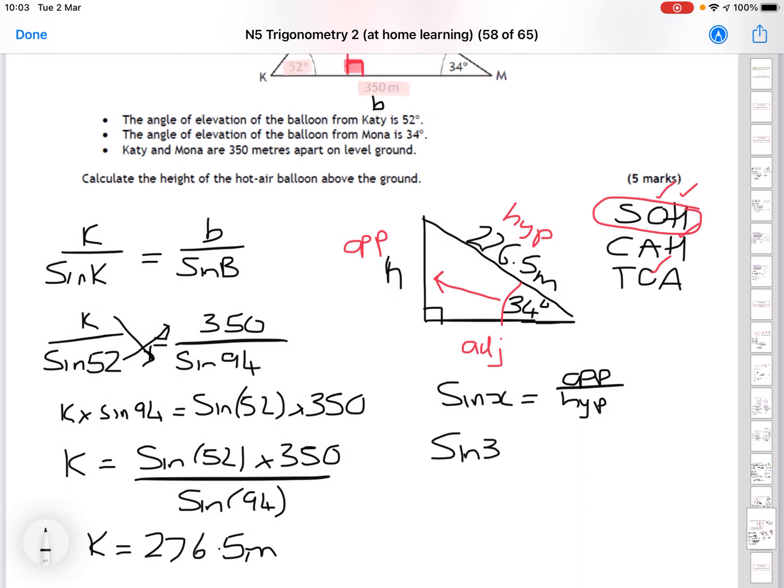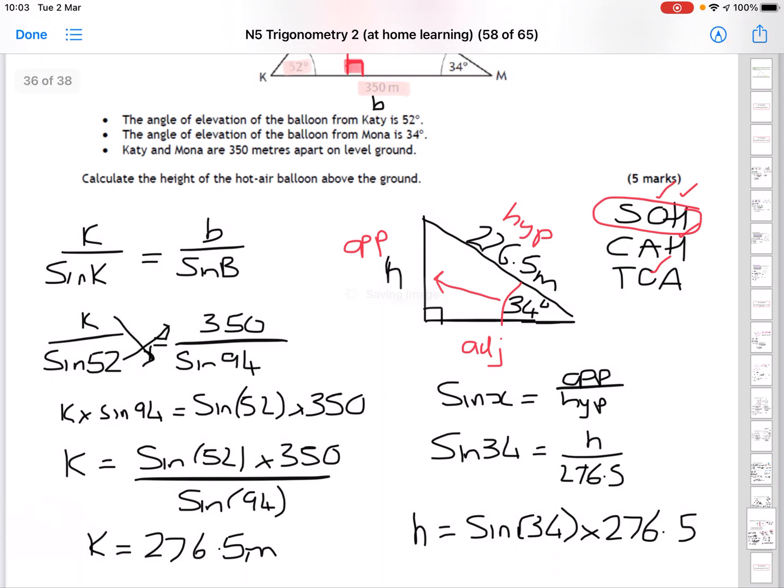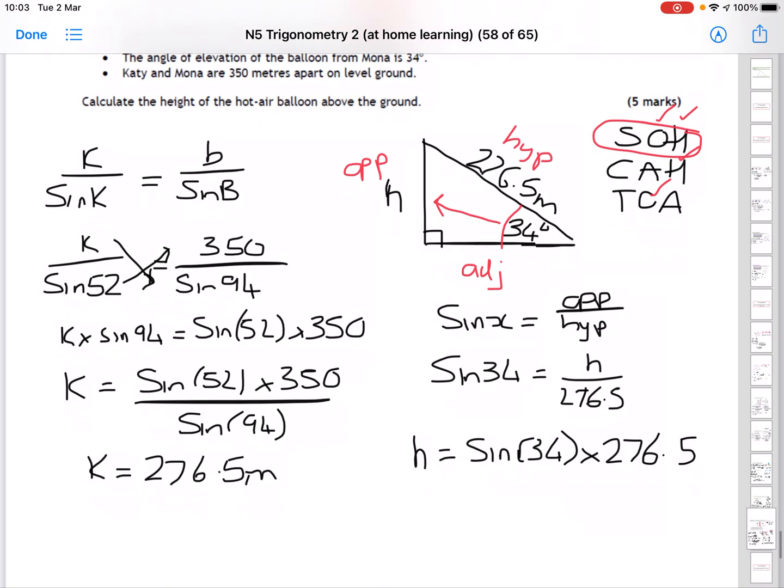So sine 34 is going to be h for height over 276.5. So our height will then be sine 34 times 276.5. So our height, we end up with an answer of 154.6 metres.